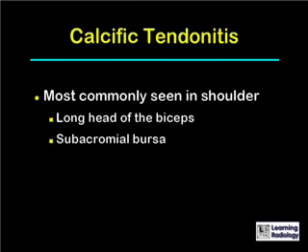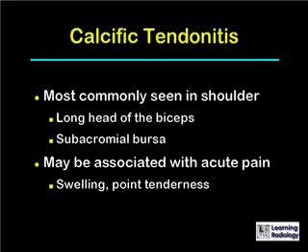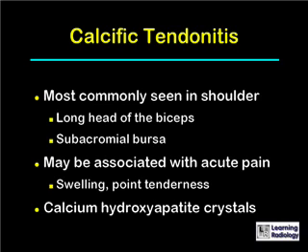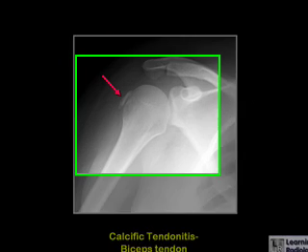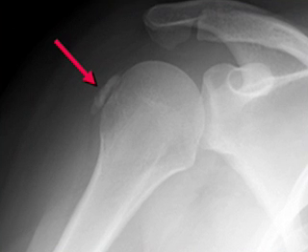Calcific tendonitis most commonly is seen in the shoulder, in the long head of the biceps tendon, or in the subacromial bursa. It may be associated with acute pain, swelling, and point tenderness. The mechanism is believed to be due to degeneration and inflammation of the tendon with subsequent deposition of calcium hydroxyapatite crystals. This is an example of calcific tendonitis involving the shoulder.